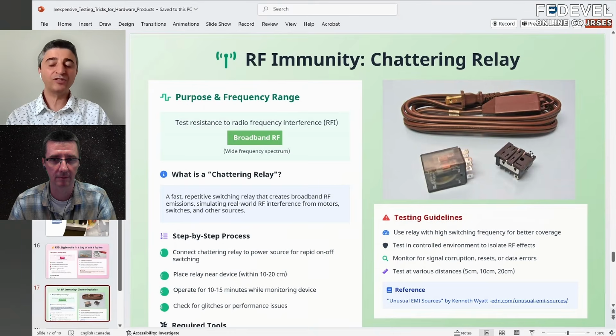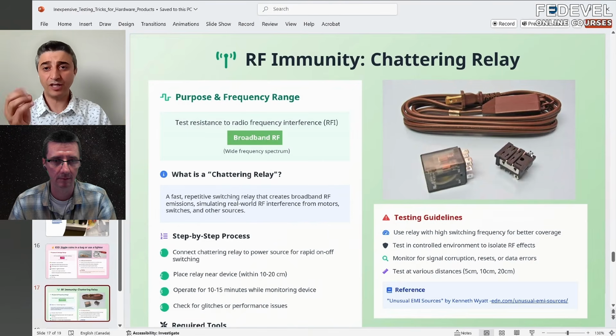So, what is the goal of this experiment? What we're trying to do here is to simulate an RF energy source that will throw RF energy in the space and then see how the device responds to it. Maybe the device would reset or maybe it will malfunction. So how can you send RF energy? There are different techniques and methods you can use to simulate that, but the easiest one that will generate a broad band of RF energy is using a chattering relay.